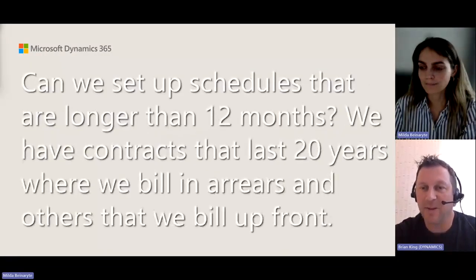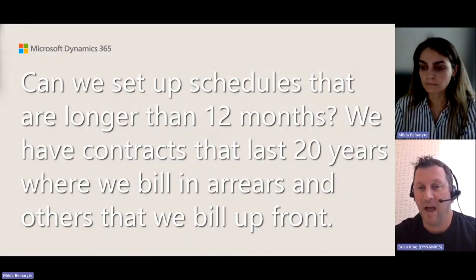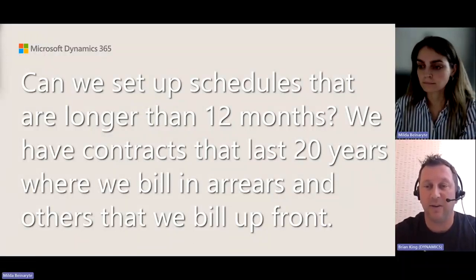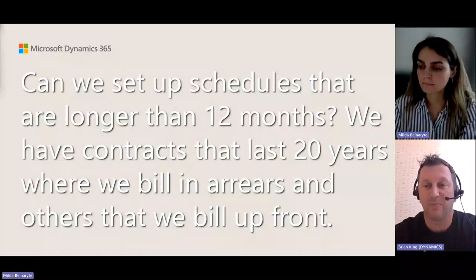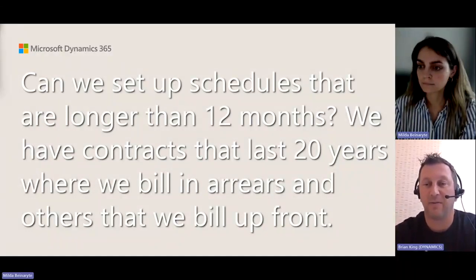Can we set up schedules that are longer than 12 months? We have contracts that last 20 years where we bill in arrears and others that we bill up front. Yes. You have a start date and an end date on that billing schedule line. Then you have the frequency and the number of units of that frequency, so if it's 1 month or whatever it is. You can run these out into the future. It'll build out the billing detail for the 20-year period. Whether they're annual or whatever the cadence is, you'll be able to do that.